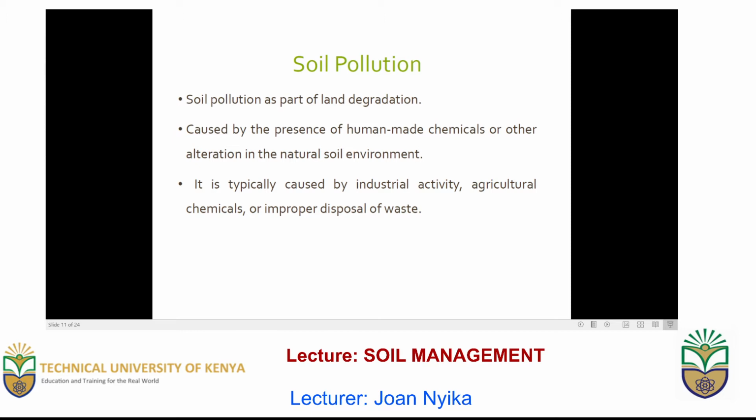The other aspect we will look at in detail in the subsequent classes, and which is also a cause of chemical soil degradation, is soil pollution. Soil pollution is also part of land degradation. It is caused by the presence of human-made chemicals or other alterations in natural soil. Usually it is as a result of industrial activities, the use of agrochemicals, and what we call landfilling, or the improper dumping or disposal of solid waste. And this we will look into in detail when we look at soil pollution. However, at this stage you need to understand it is one of the causes of chemical soil degradation.